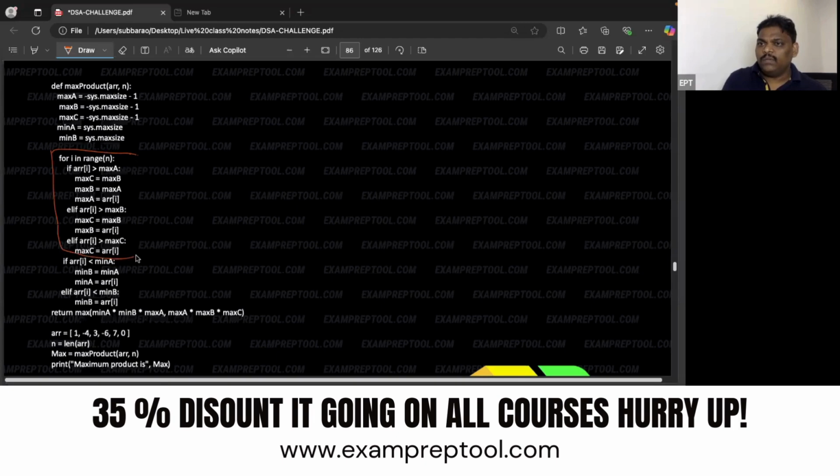Whenever this loop is going on, find out the 3 maximums and the 2 minimums also using if and else. The for loop is one only. There is no requirement of two for loops. Take one for loop, and while it is going on, find out the three maximums and two minimums. Because of only one for loop, you are taking order of n time.